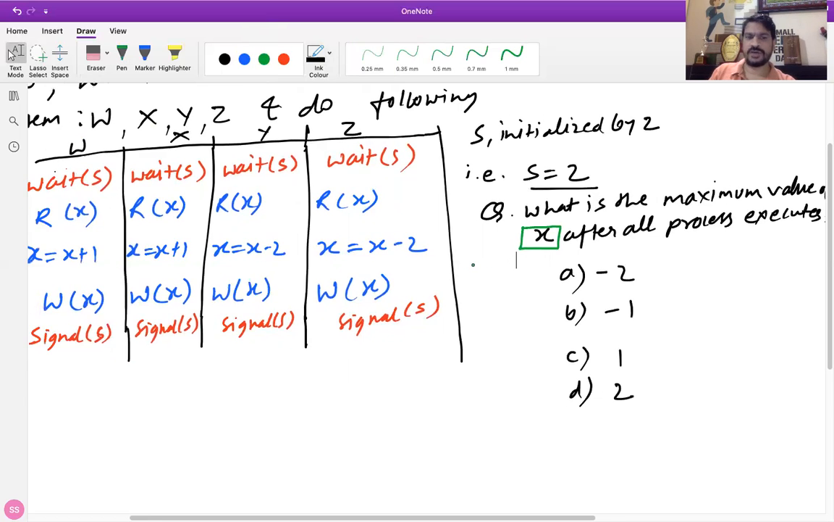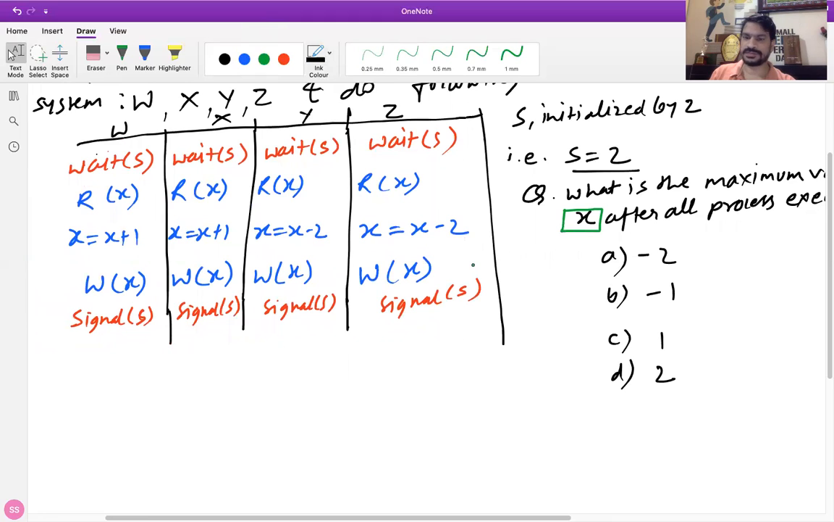So how many processes do we have? We have 4 processes here. Okay. Now let's see the significance of S. What happens when we assume that the value of S is 1? If we assume that the value of S is 1, then what will happen? If we execute any of the processes, let's say we execute process X first, process X will call the wait function.